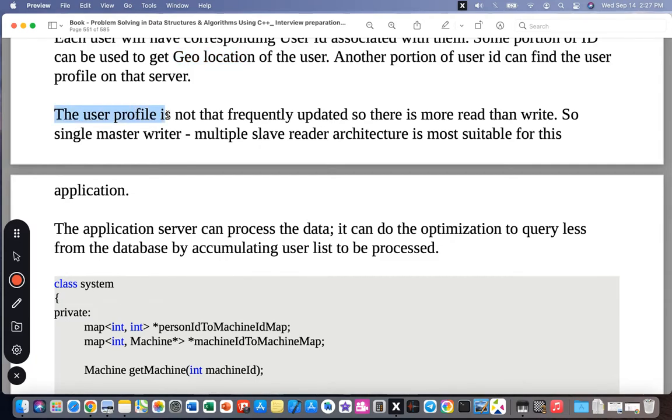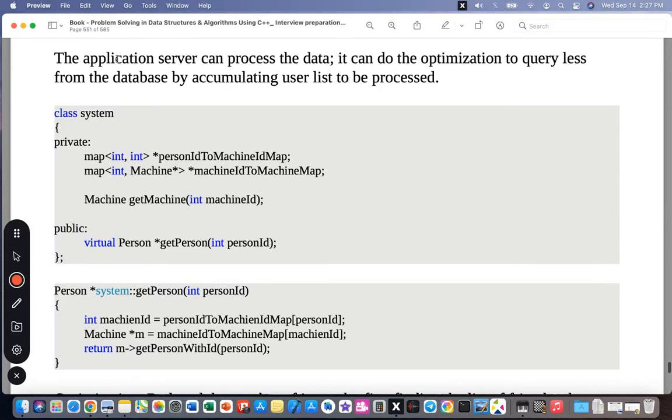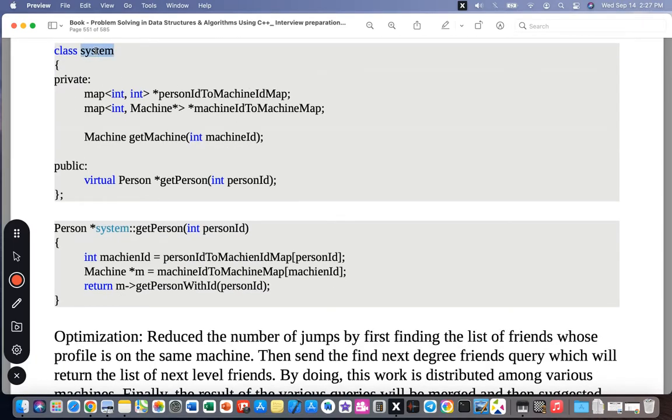The user profile is not that frequently updated, so there is some read and write. A single master writer, multiple slave reader architecture is most suitable for this application. The application server can process the data. It can do the optimization to query less data from the database by accumulating the users list to be processed. And here's the system class, and here's the get person function or method.